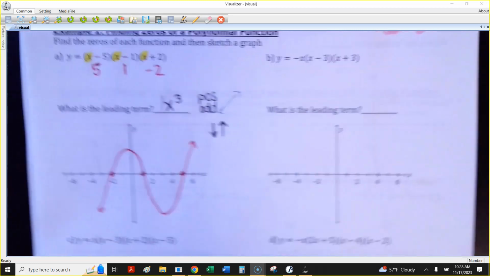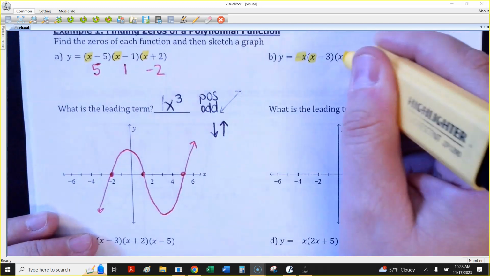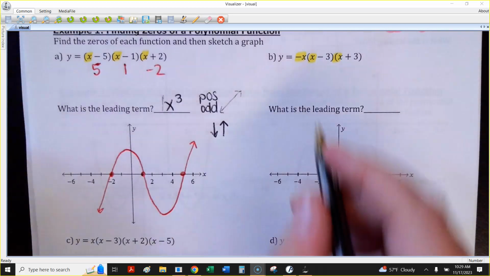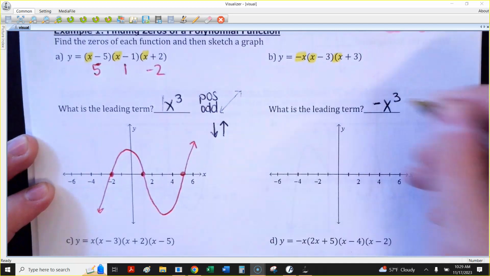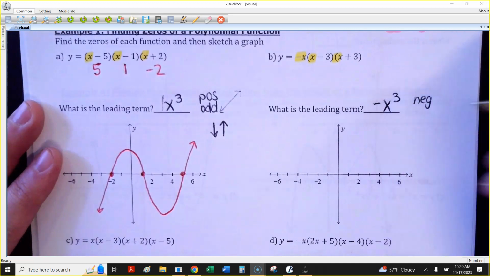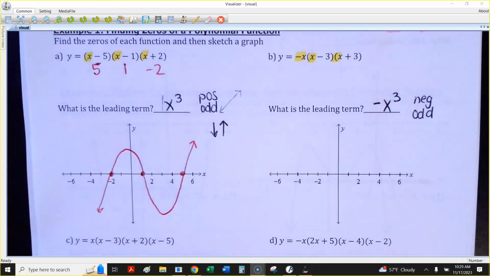Okay. Let me look at this next one. If I multiplied this all out, I've got negative x, I've got x minus 3, and I've got x plus 3. Can anybody tell me, if we multiplied that out and put it in standard form, what the first term would be? Yes, so I've got this little negative, so this would be negative x times x times x, which is negative x cubed. That would be the highest power we would have. So that little negative makes this negative, and the 3 is going to make that an odd function.